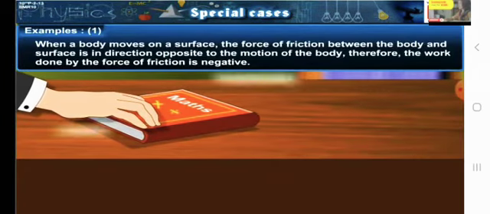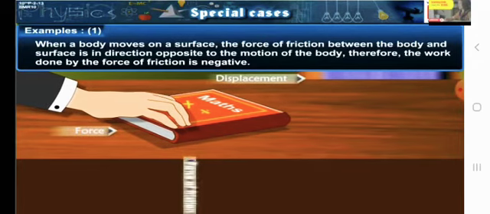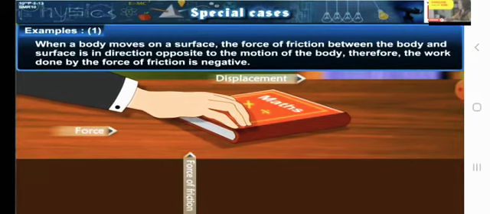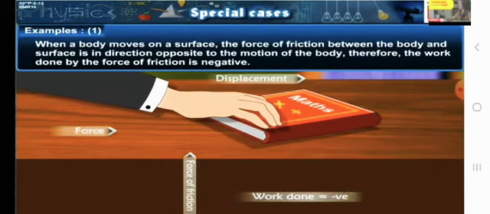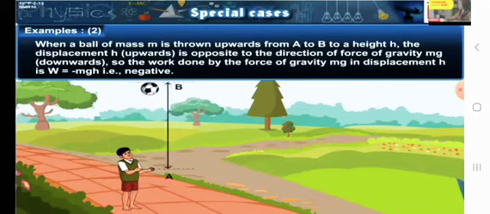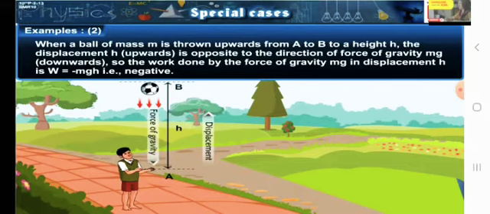Examples. 1. When a body moves on a surface, the force of friction between the body and surface is in direction opposite to the motion of the body. Therefore, the work done by the force of friction is negative. 2. When a ball of mass m is thrown upwards from A to B to a height h, the displacement h upwards is opposite to the direction of force of gravity mg, that is downwards. So the work done by the force of gravity mg in displacement h is W is equal to minus mgh, that is negative.